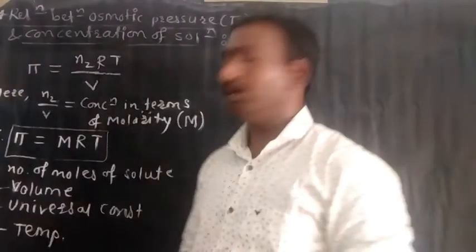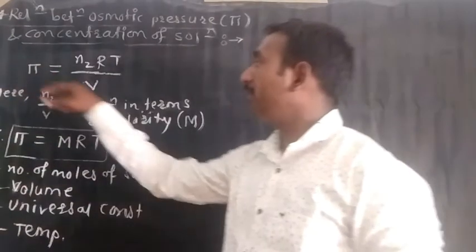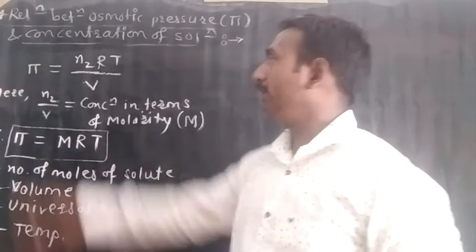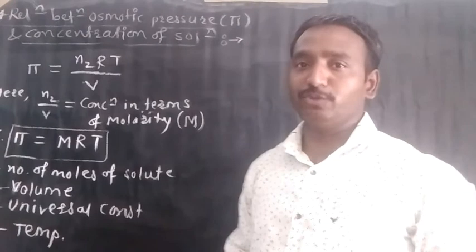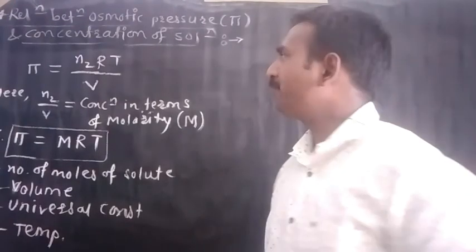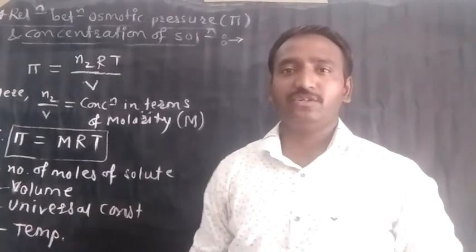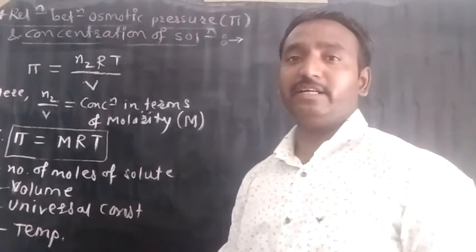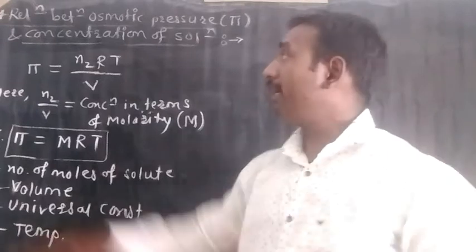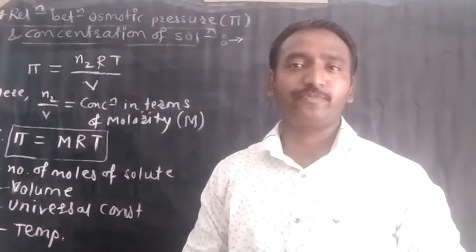Now, no doubt this relation is already given in our textbook, but why is pi inversely proportional to V, and pi directly proportional to N2, that is the number of moles of solute? What is the reason behind that? To study that reason, there is a need to study one another explanation regarding the osmotic pressure and the concentration of the solution.